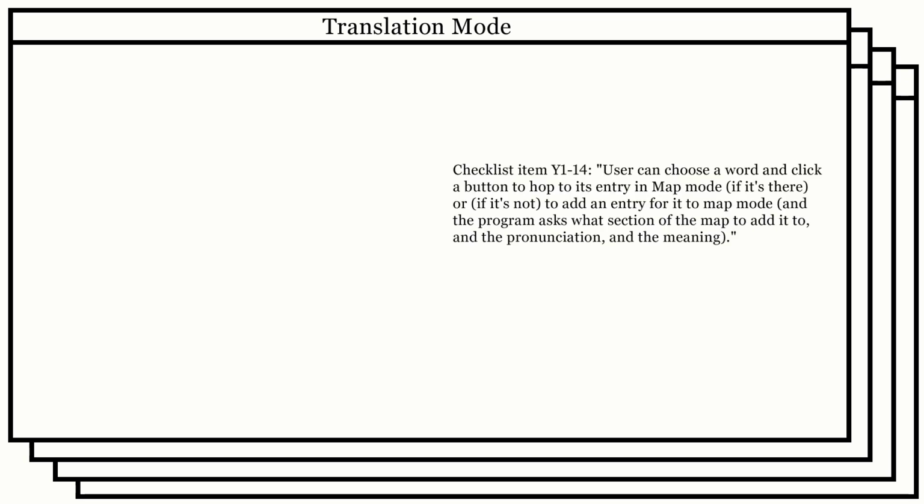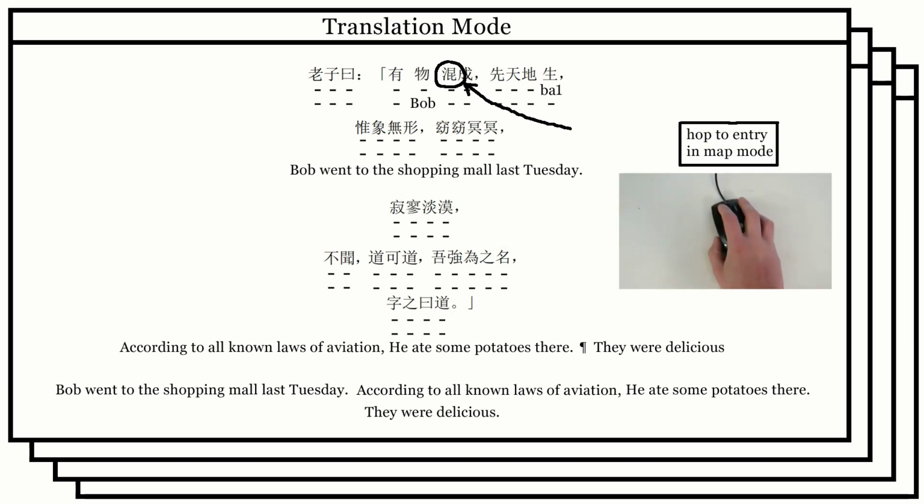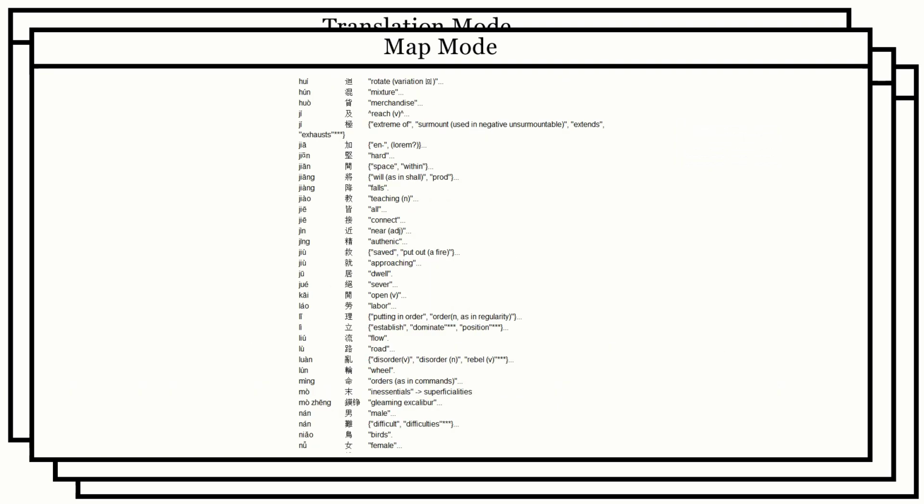Checklist item 1-14: user can choose a word and click a button to hop to its entry in map mode if it's there, or if it's not, to add an entry for it to map mode. And the program asks what section of the map to add it to and the pronunciation and the meaning. For example, suppose the user selects this word in translation mode, then clicks on hop to entry in map mode, and suppose the map has an entry somewhere in it for that word. Then map mode becomes visible and we're looking at where the entry is in that map.